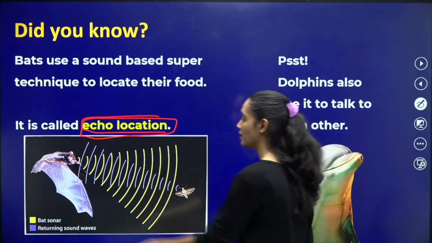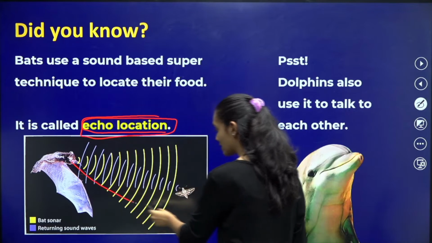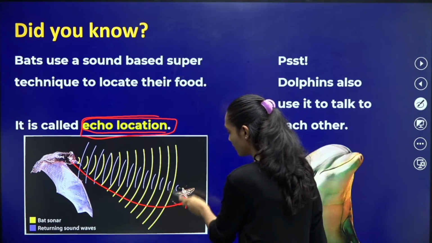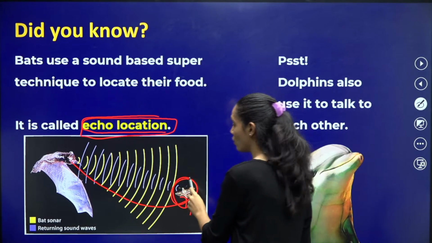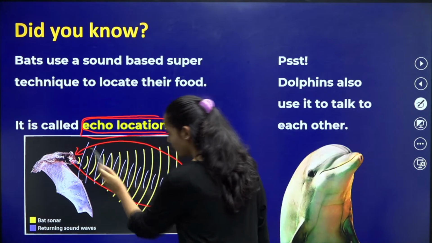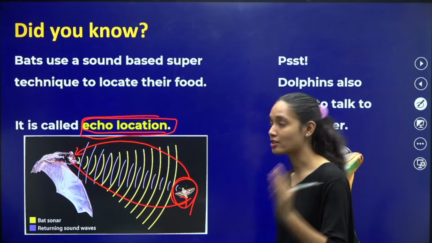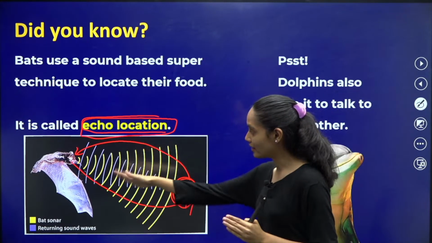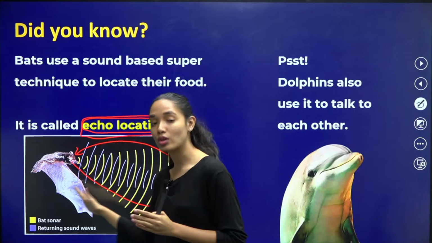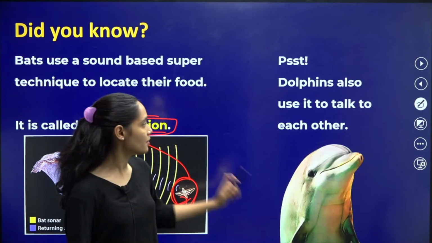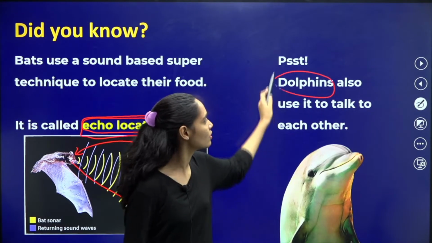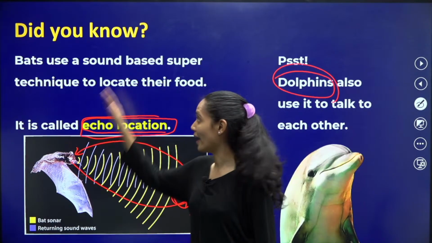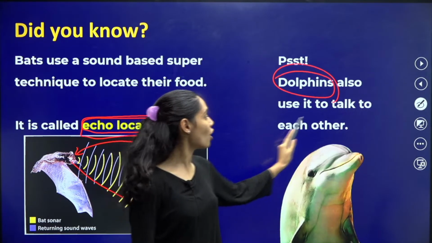For example, if a bat is emitting a sound wave to an object here, the same thing will be bounced back to the bat. So the bat finds the distance, gets to know what is present and where it is present, and that is how the bat locates its food. Similarly, dolphins also use this echolocation to talk to each other.